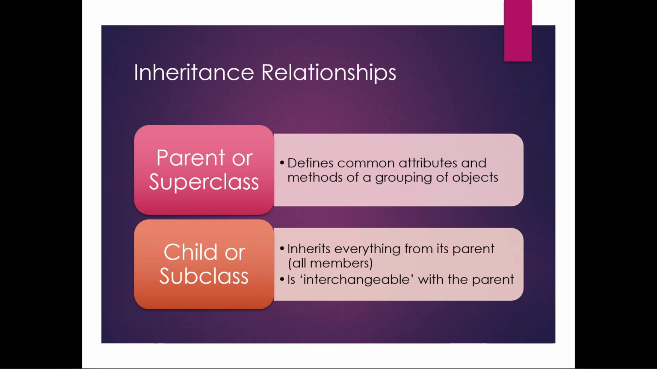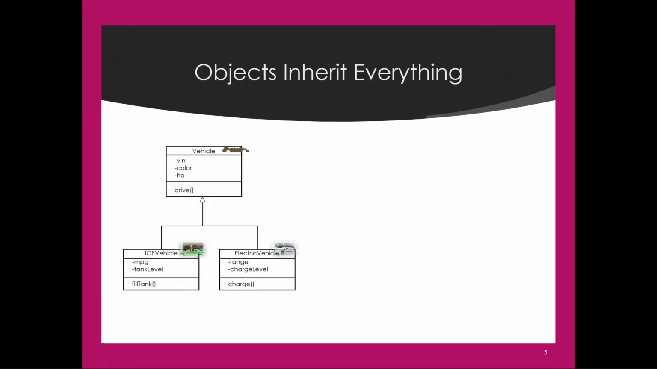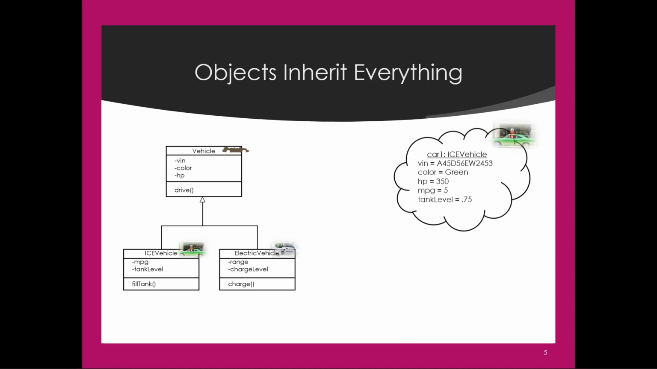So that's the goal of inheritance, is to keep common things common and allow the children to specify uniquely. But it's really important, this idea that you inherit everything. So anything you put in that abstract parent vehicle comes into the object of the child.